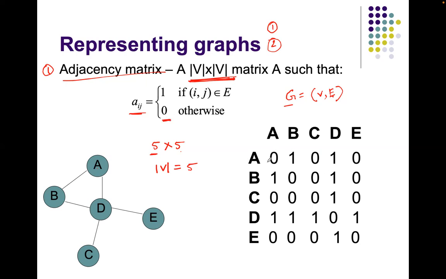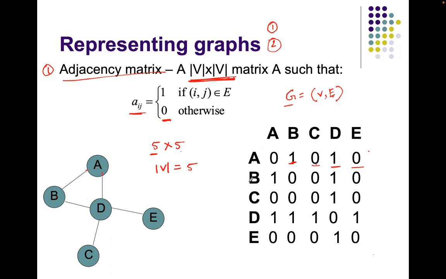So A to A is 0 because there is no edge from A to A. We have an edge from A to B, so A to B will be 1. A to C is 0, which means we do not have any edge from A to C. A to D is 1, which means we have an edge from A to D. A to E is 0, which means we do not have any edge from A to E. So mostly we're going to represent this graph using this matrix.